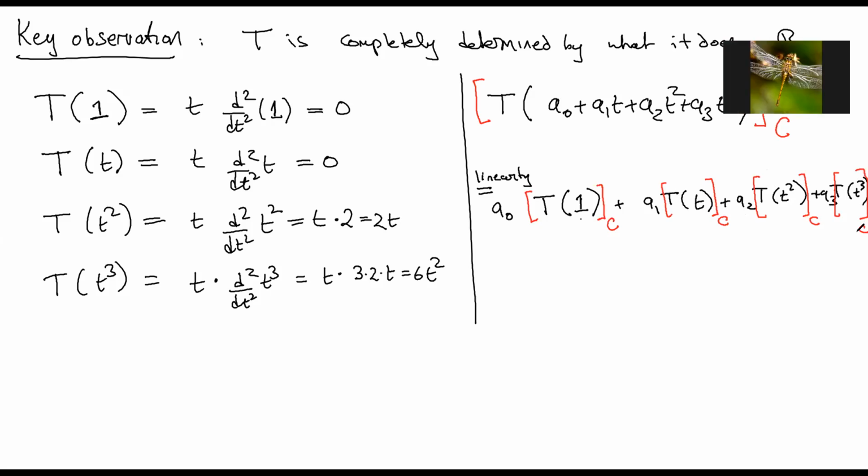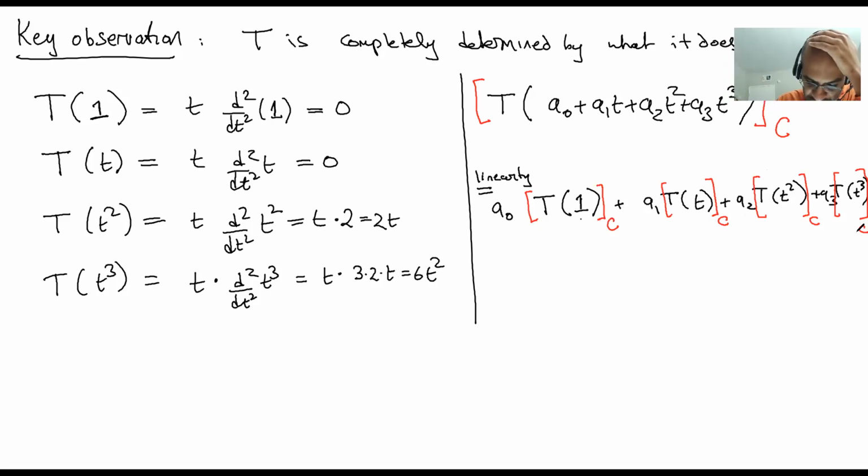Sorry, how does that live in P2 if the degree is 3? No, the T of this lives in P2. Oh, I see. Thank you. Yeah, so the inner thing lives in P3. The T of it lives in P2. Right? Okay, but now this is kind of cool, right? Because where do these coordinate vectors live? They live in R3. So can you write this as a matrix vector product?